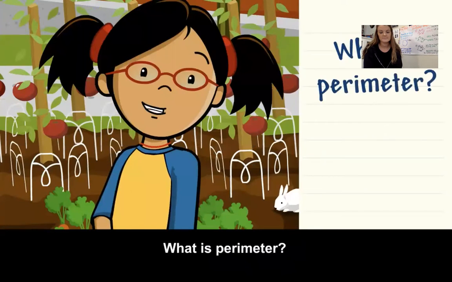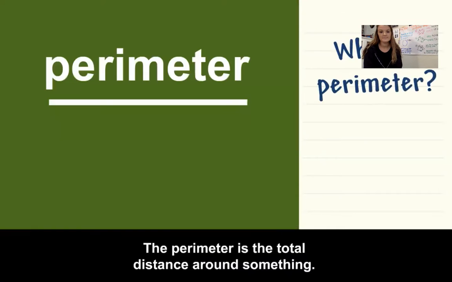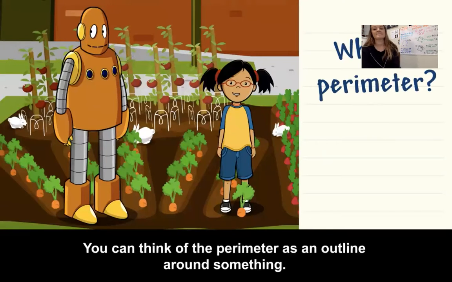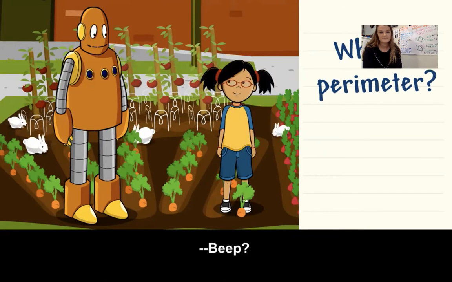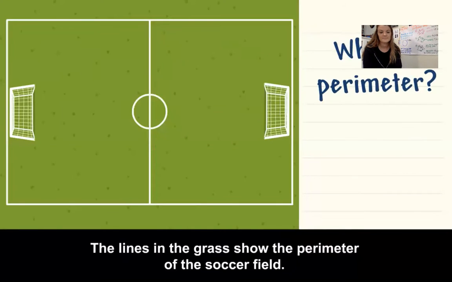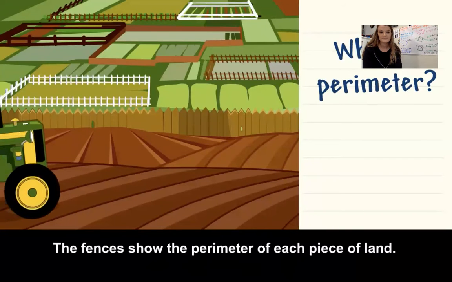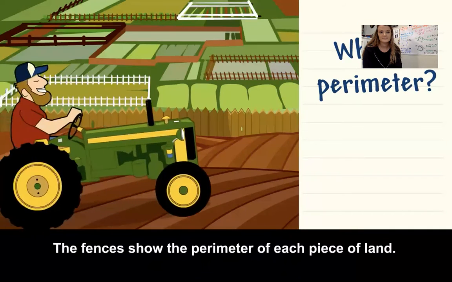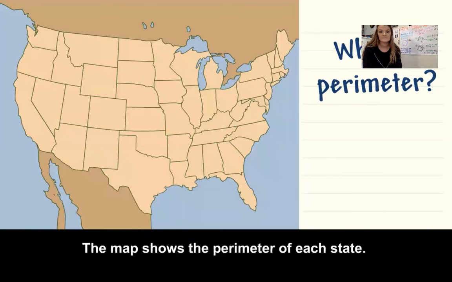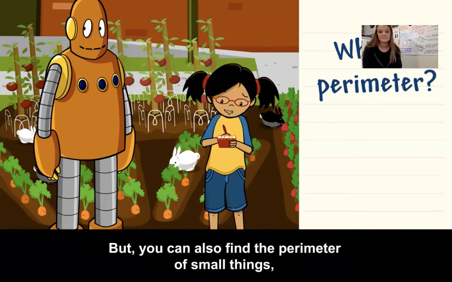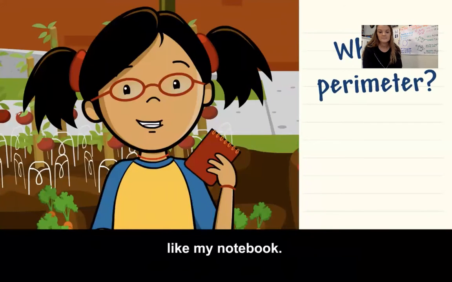What is perimeter? The perimeter is the total distance around something. You can think of the perimeter as an outline around something. The lines in the grass show the perimeter of the soccer field. The fences show the perimeter of each piece of land. The map shows the perimeter of each state. But you can also find the perimeter of small things, like my notebook.